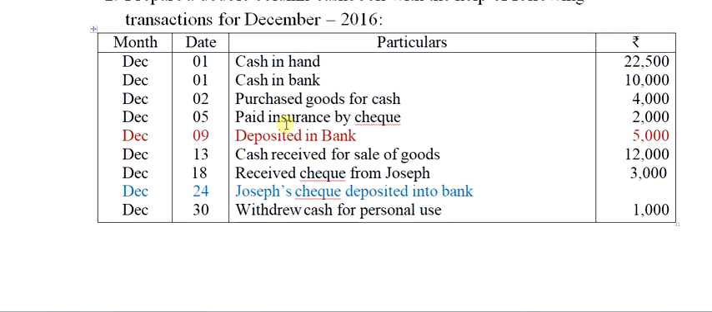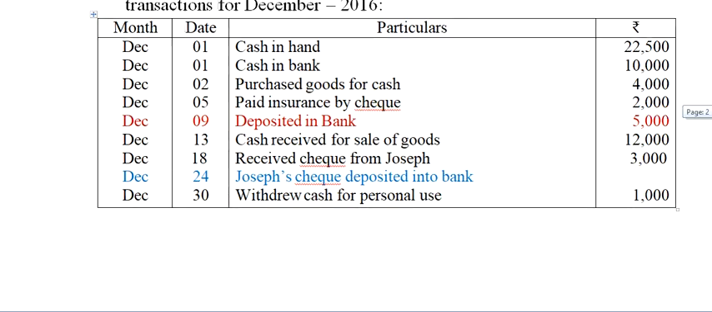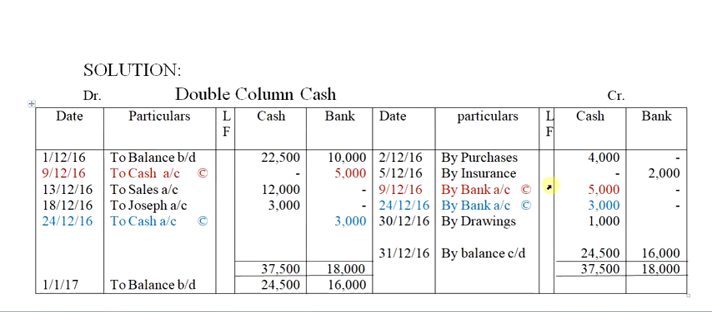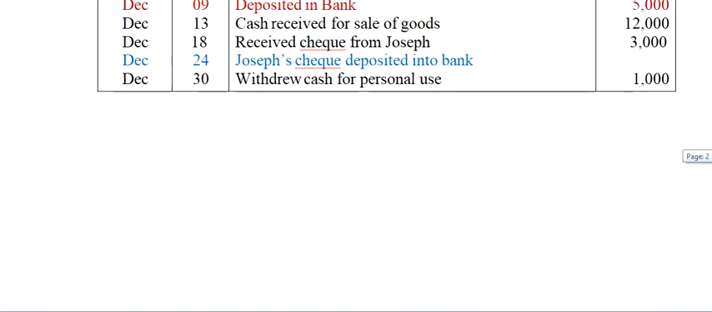And again, moving to the next point. On December 5th, paid insurance by check rupees 2,000. When we are paying the insurance, what happens? Here it is paid through check. So what happens? Our bank balance reduces. So it should be shown under which side? Under the credit side. So on 5/12/2016, by insurance, what balance reduces here? Bank balance reduces 2,000.